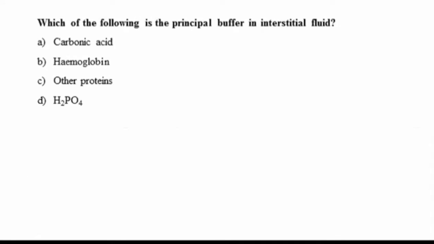The next question is, which of the following is the principal buffer of intestinal fluid? The principal buffer in intestinal fluid is carbonic acid, which is formed by the combination of carbon dioxide with water and quickly dissociates into the bicarbonate ion. It neutralizes the acid that is released due to metabolism. So the correct answer here is option number A.